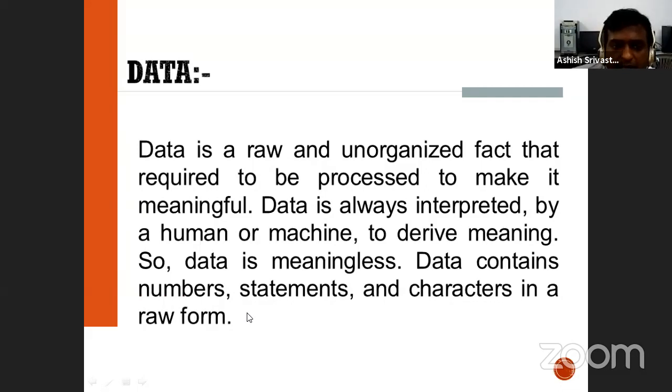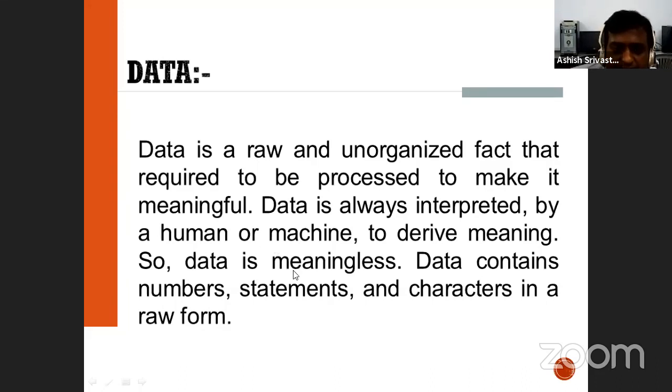first, we will get clear about the data, because the topic is data analysis. So first, we have to be clear about the data. What is data? Data is a raw fact, an unorganized fact that needs to be processed to make it meaningful. Actually, data is a kind of raw fact that has no value in itself, but after processing it becomes valuable. Data is always interpreted by a human or machine. Any type of calculation or interpretation on the data is performed through a machine or a particular human.